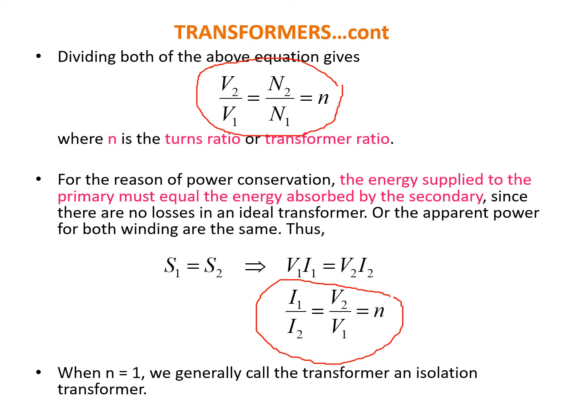You also can write the formula as I1 over I2 is equal to N2 over N1. If you can see, for V and N, the 2 is on the top, and for I, the 1 is on the top. So don't change the value of 2 and 1. When n is equal to 1, we generally call the transformer an isolation transformer.